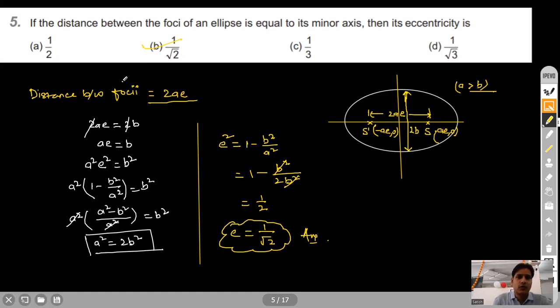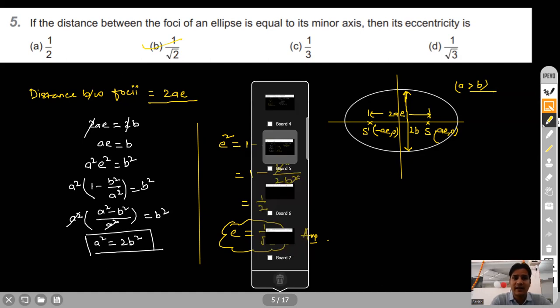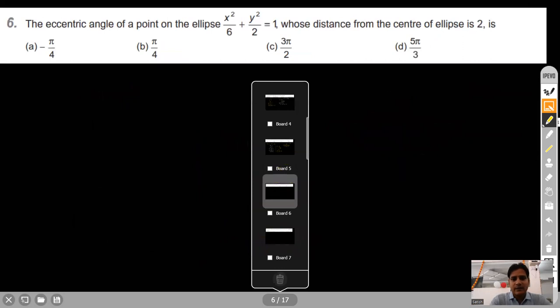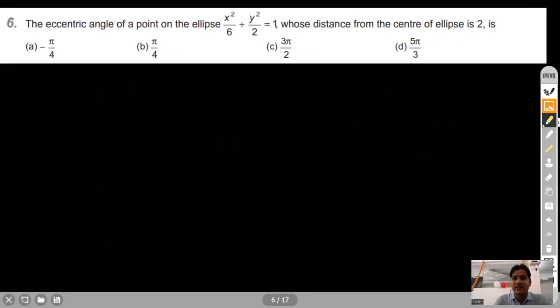Like before seeing this video, I assume that all the students have tried the questions by themselves first, then they have come to this video. Okay, so let's take the next question. This is question number 6. It is saying the eccentric angle of a point on the ellipse whose distance from the center of the ellipse is 2, is.